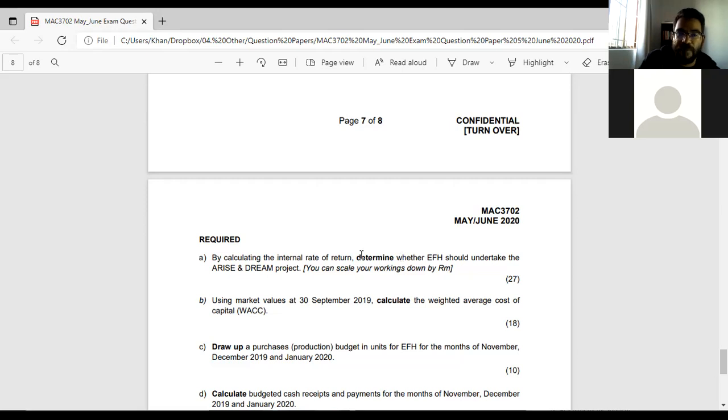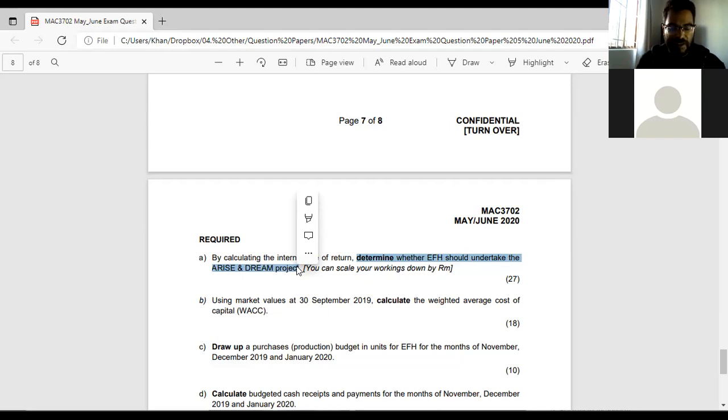We do not need to think so deeply over here because they're telling us use internal rate of return. Internal rate of return is using capital budgeting. If they say use NPV, then you know you're in capital budgeting. But what if the question just said, determine whether EFH should undertake the Arise and Dream project? If they are silent, you must use NPV. But before you can decide to use NPV, how do you know you're in capital budgeting? You are making a decision regarding a long-term project or a long-term investment. Here, you're making a decision, or if they say evaluate, evaluate is also making a decision, coming up with an answer.